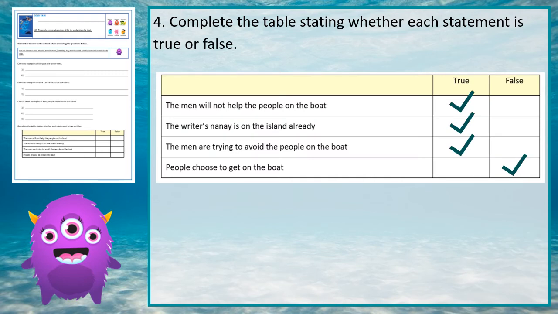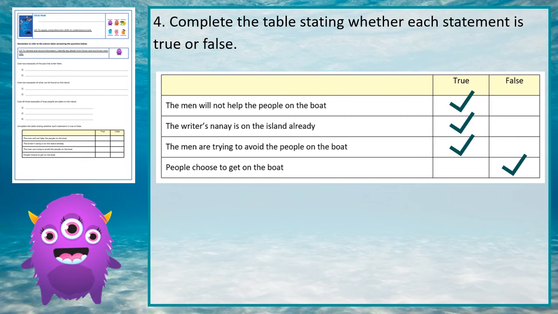Question 4, here are your answers for true or false. So the men will not help the people on the boat. That is true, because even though your legs ache and they started to numb, they're not going to help you. If you stumble, they will let you fall into the water. So they will not help the people on the boat.